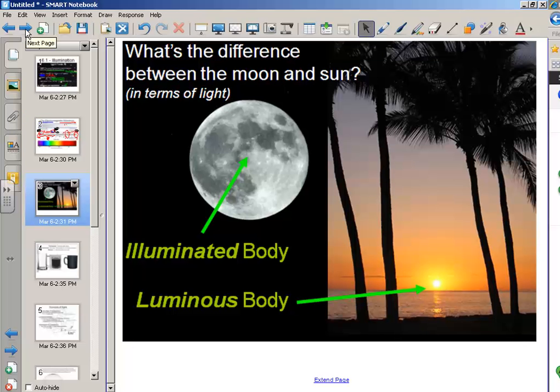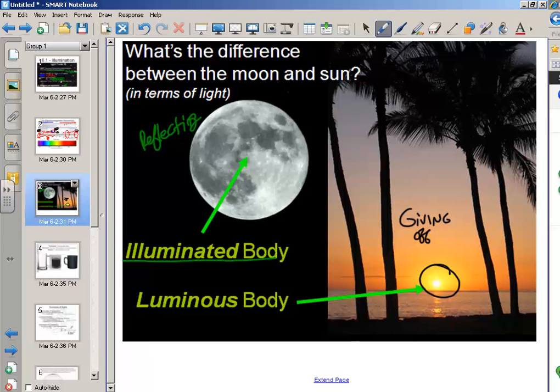The moon and the sun. The moon, when you look at the sky, it is reflecting light. We call this an illuminated body. It is being illuminated by something else. What is it being illuminated by? It is being illuminated by the sun. This is giving off light. We call that a luminous body.